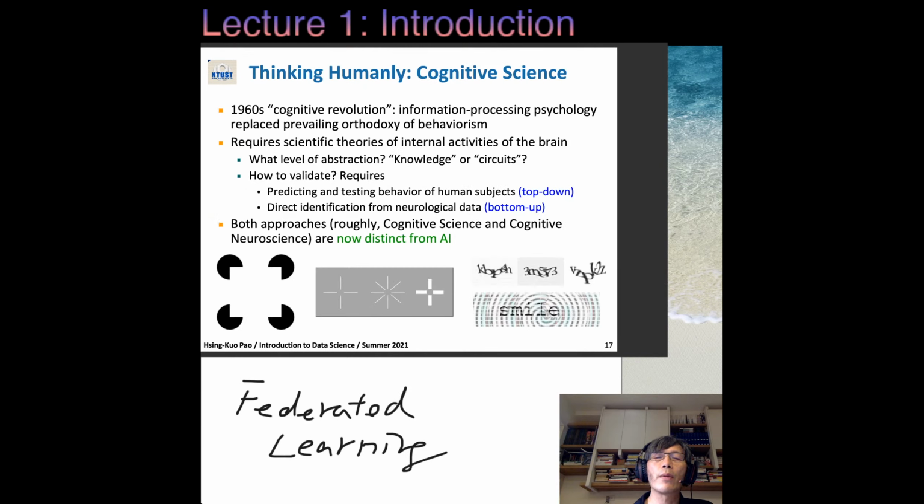So if we talk about thinking humanly, in the old days, when I was doing my PhD, I dealt with the so-called illusory figures. Down to the bottom left, you're going to see one square in front of four circles. So people may have this kind of illusion.